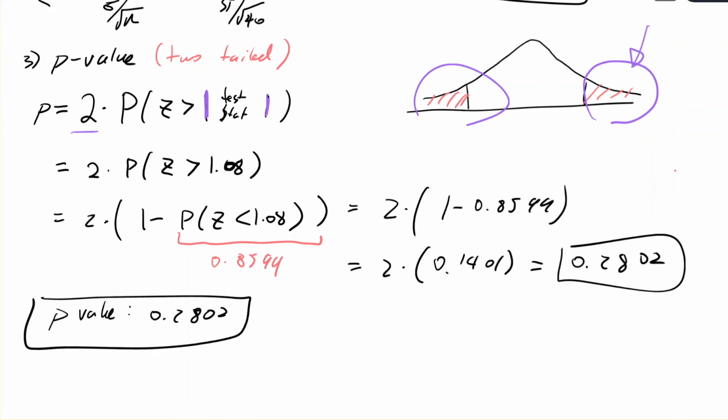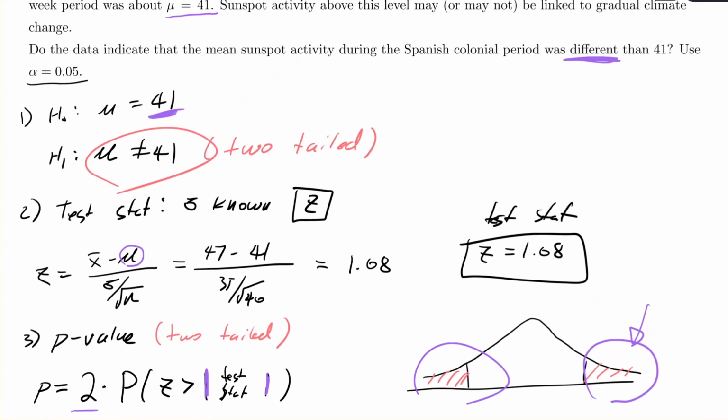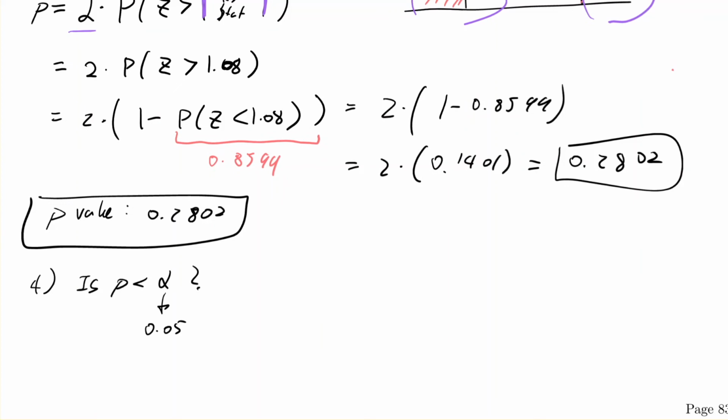We got the p-value. So then once you've got the p-value, the fourth step is we compare: is p less than alpha from the given alpha? The alpha in this problem was 0.05. The alpha is always given in the problem. They use the alpha 0.05 right here. The p-value we got was 0.2802. Is this less than alpha? Compare these two numbers. Well, this is actually bigger, right? So the answer is no for this problem.